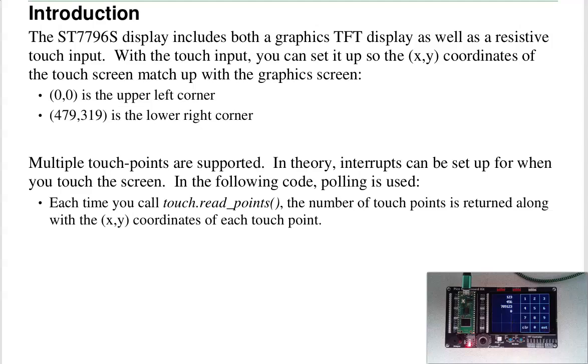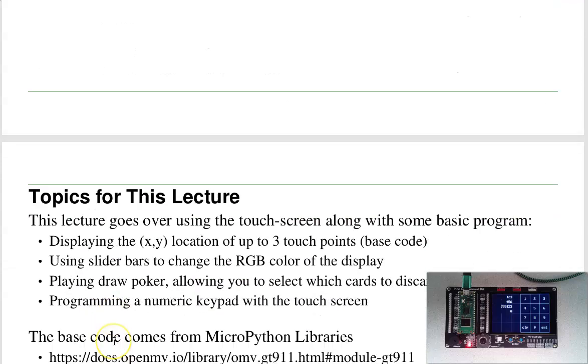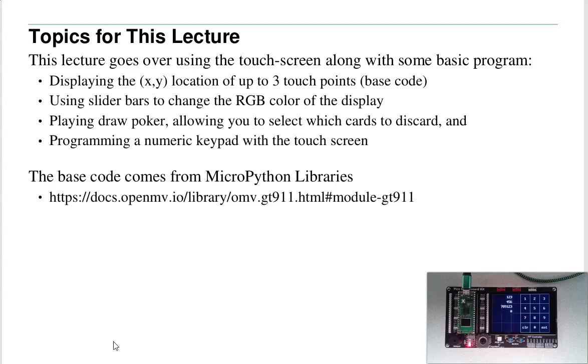In theory, interrupts can be used for setting up when you use the touchscreen. In the following code, we're just using polling. Each time I call the touch.readPoints, the number of touch points is returned along with the XY coordinates of each touch point. The topics we'll be covering is how to display the XY location of up to 3 touch points, using a slider bar to change the RGB colors, playing draw poker, and using a numeric keypad.